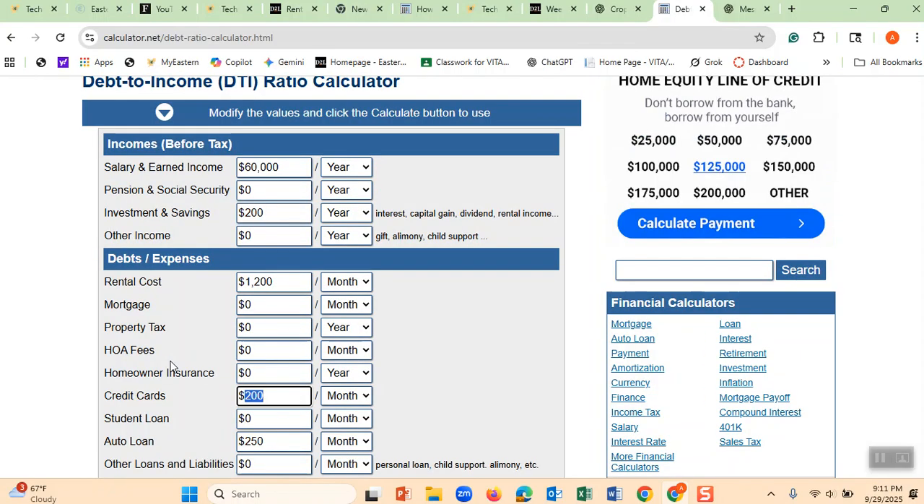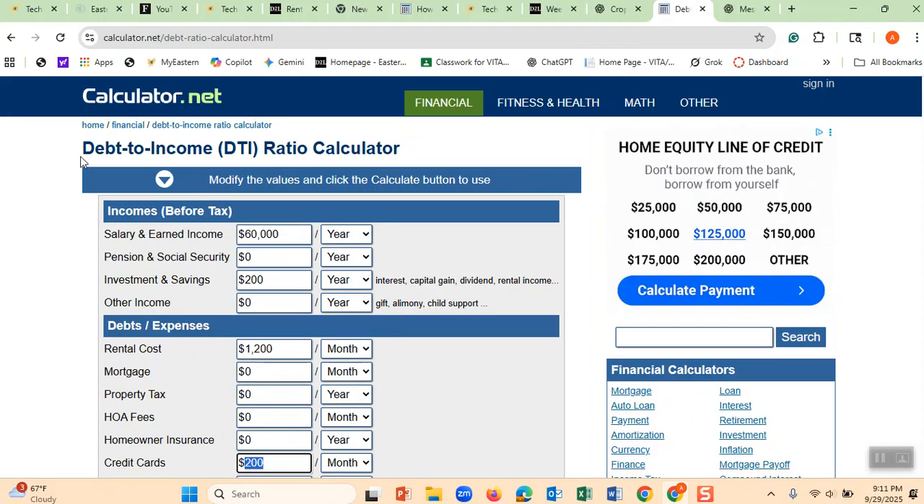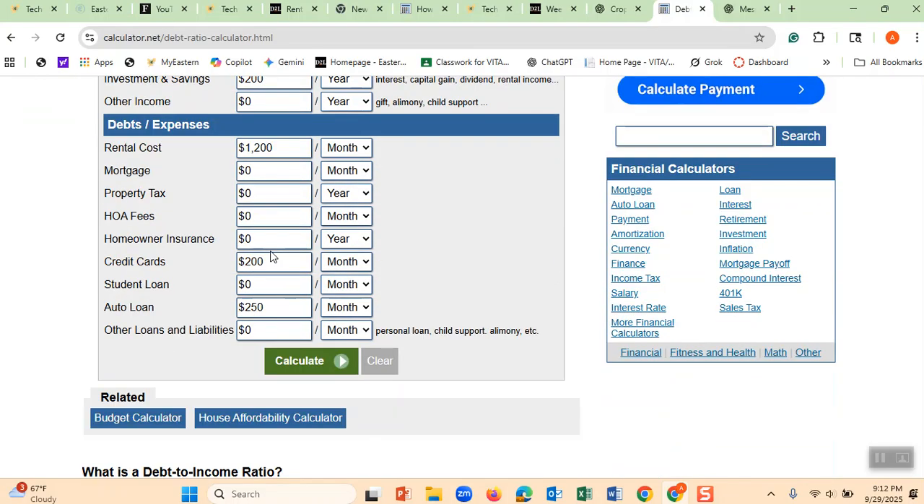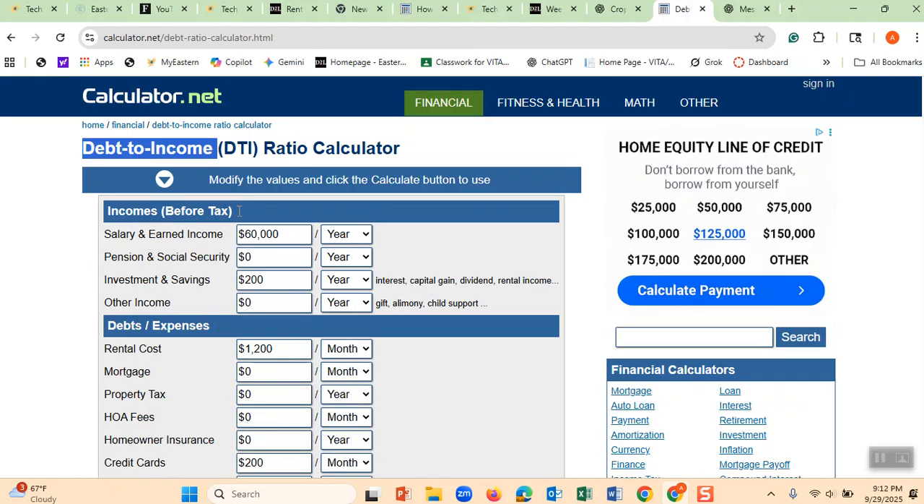Therefore, your question would be, what is this? Who uses debt to income ratio? Maybe when you go to apply for a loan, the loan officer looks at your income and how much money you are paying. Let's say, if you want to buy a car, they want to know what your debt to income ratio is.